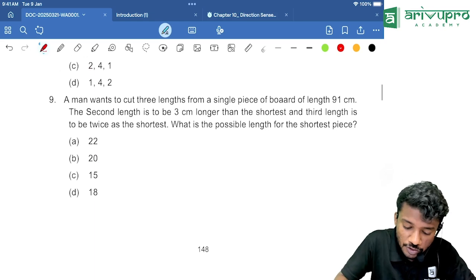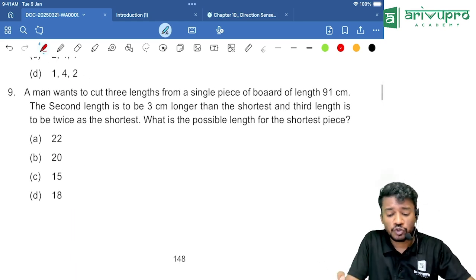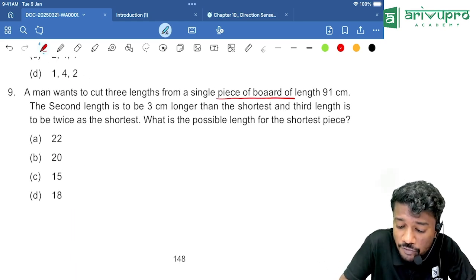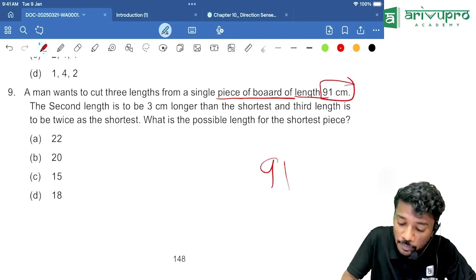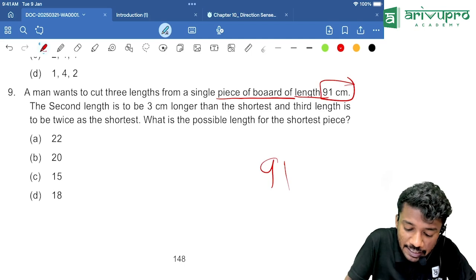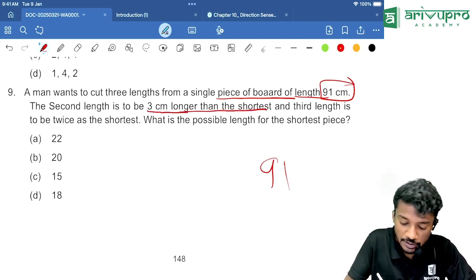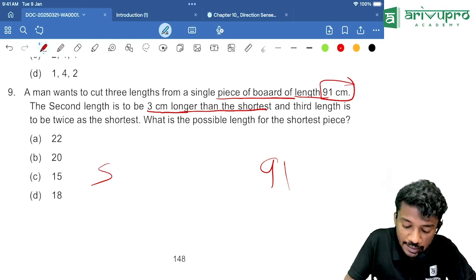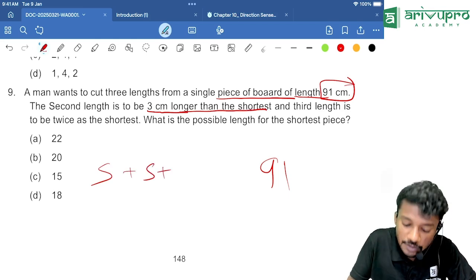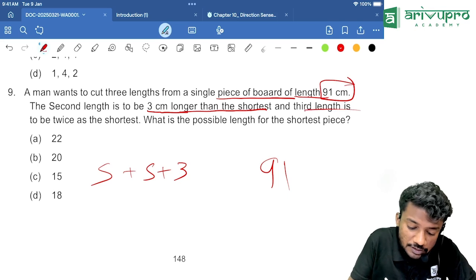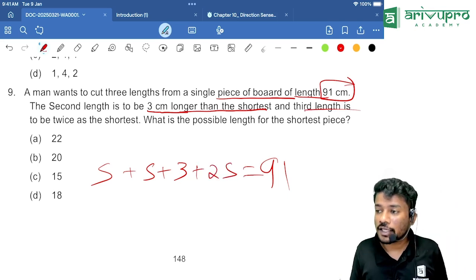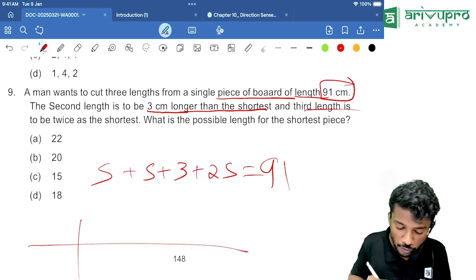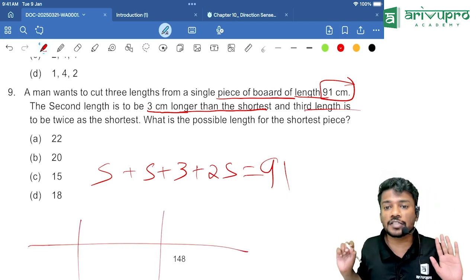Next one is, a man wants to cut 3 lengths from a single piece of board of length 91 centimeters. So total length is how much? 91. The second length is to be 3 centimeter longer than the shortest. So there is a shortest length. Then the second length is how much? Shortest plus 3. Then the third length is twice that. Yes. So the total is equal to 91, right? One short length is there, medium length is there, the last one is there.